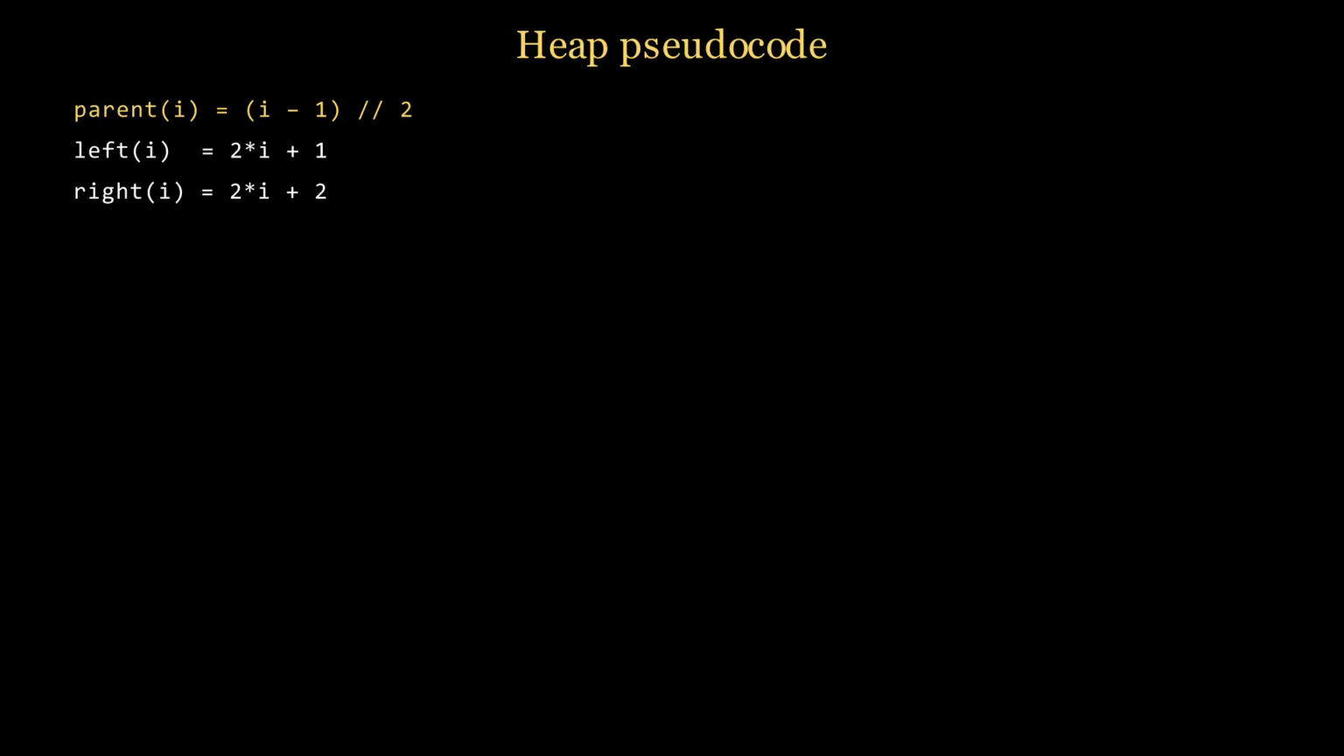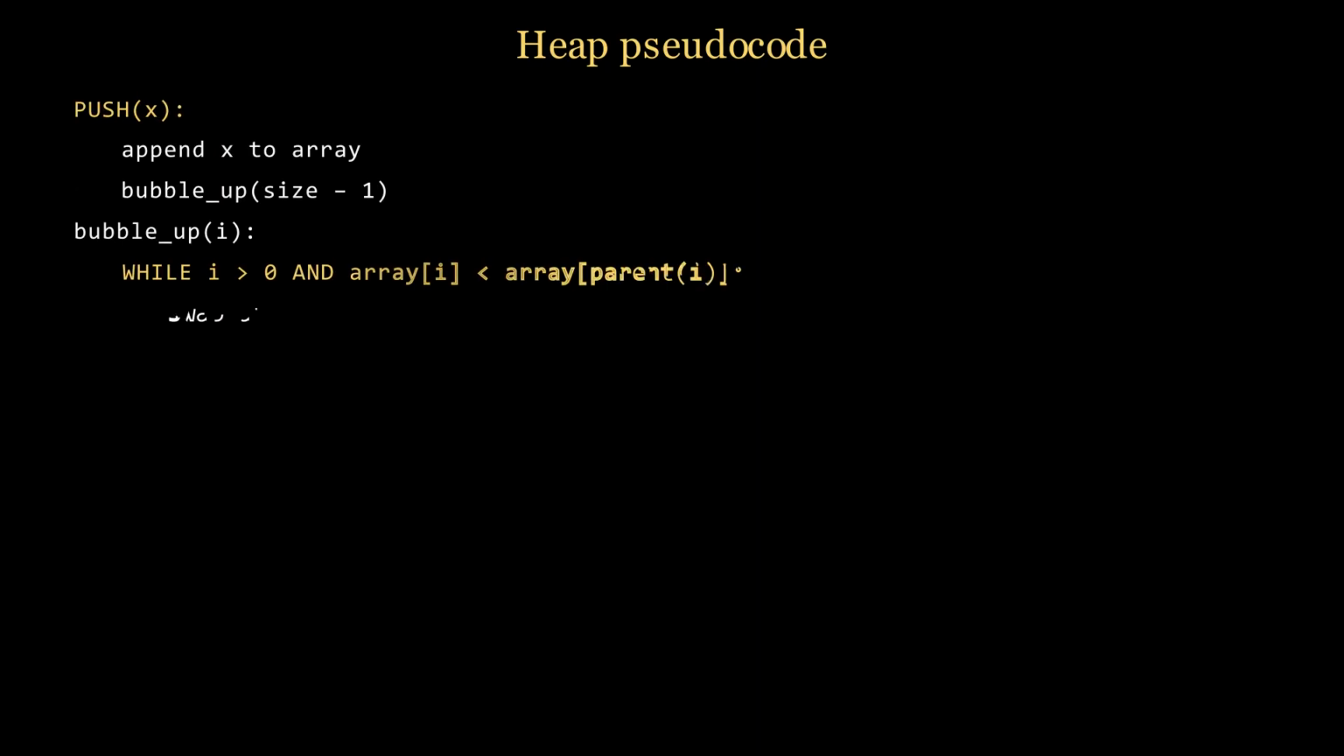Index helpers. Parent of i is (i minus 1) integer divide 2, left child is 2i plus 1, right child is 2i plus 2. Push, append the new element at the end, then bubble up from the last index. Bubble up, while the node has a parent and is smaller than the parent, swap with the parent and move up.